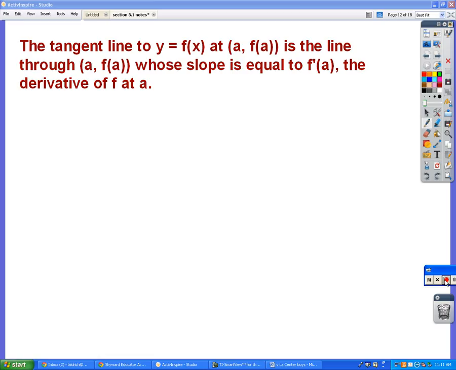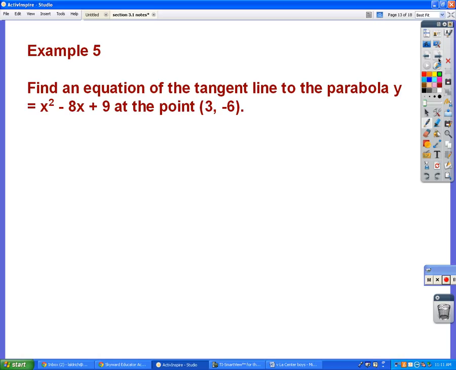Okay, so we're just making the connection again between the derivative and the slope of the tangent line. So wouldn't it be great if we did another example? Find an equation of the tangent line to the parabola y equals x squared minus 8x plus 9 at the point (3, -6). Well, what do you recognize? Right, we already did this.